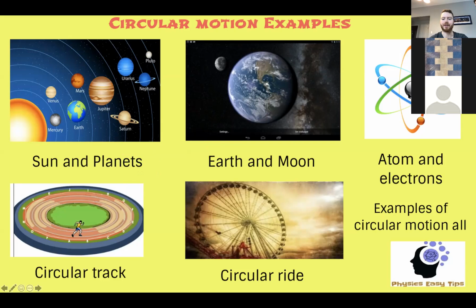We have atoms and electrons. These are examples of circular motion because as the electron orbits the nucleus, it does so in a circular manner. An example of circular motion could be some person running around a running track, or circular motion as experienced on a Ferris wheel. Okay, so lots of examples of circular motion in our everyday lives, just to present a few.